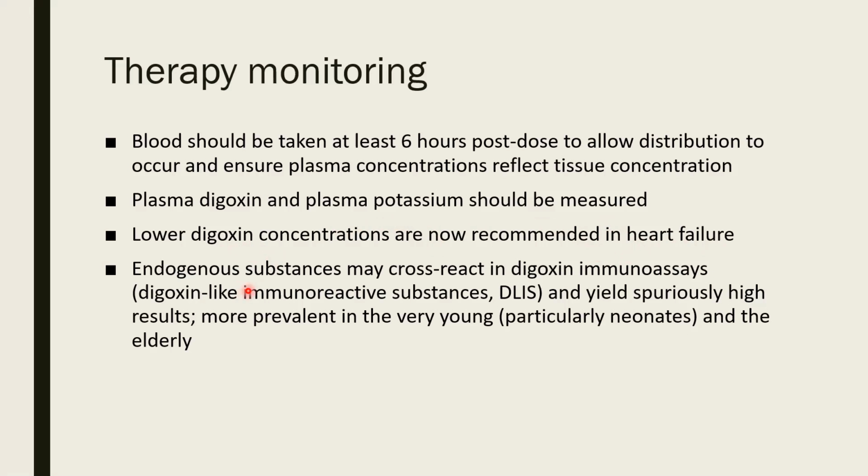Now this one is important. Endogenous substances may cross react in digoxin immunoassays. These digoxin-like immunoreactive substances, DLIS, yield spuriously high results, meaning wrongly high, inaccurate results, because besides digoxin there are other endogenous substances that can react with the immunoassay. This is more prevalent in the very young, particularly neonates, and the elderly.